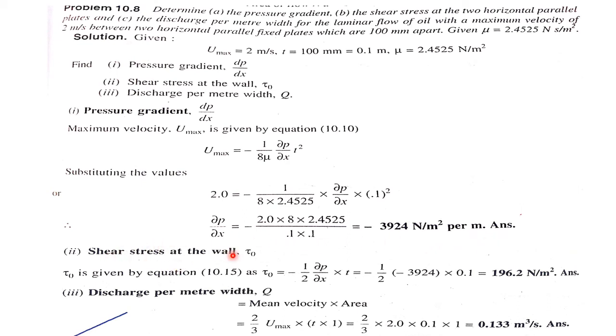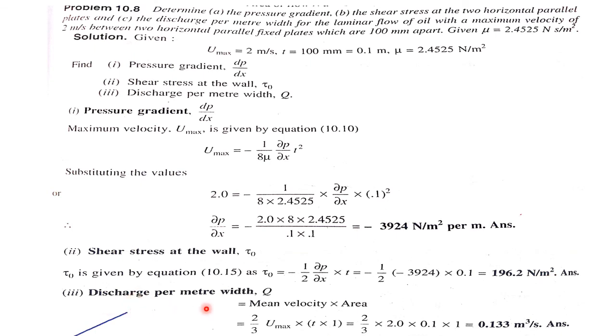Next, shear stress at the wall, tau naught. So tau naught is given by the equation tau naught is equal to minus 1 upon 2 dou P upon dou X into T. So minus 1 upon 2 as it is I have kept. Dou P upon dou X we have already calculated here. T is 0.1. So this is 196.2 Newton per meter square.